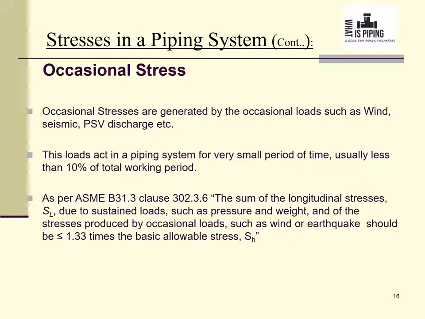Now, as per code ASME B31.3, clause number 302.3.6, the sum of longitudinal stresses SL due to sustained loads such as pressure and weight, as well as due to occasional loads such as wind, earthquake, or other occasional stresses should be less than 1.33 times the basic allowable stress SH. SH we already defined earlier. Means for occasional stresses, we have to make the system safe for sustained plus occasional stresses, and that allowable value is less than or equal to 1.33 times SH.